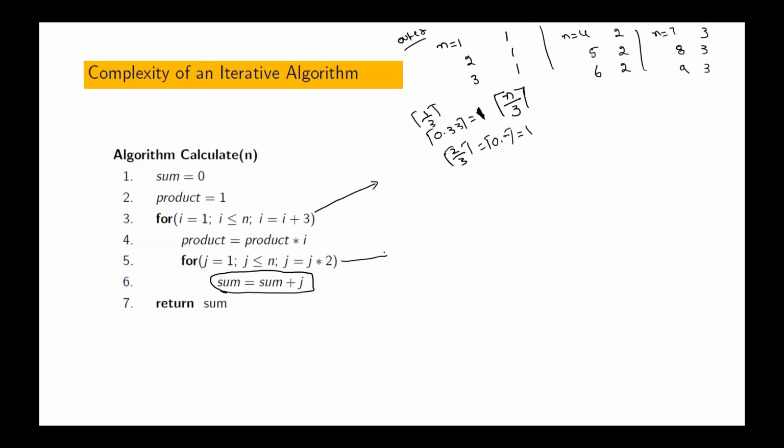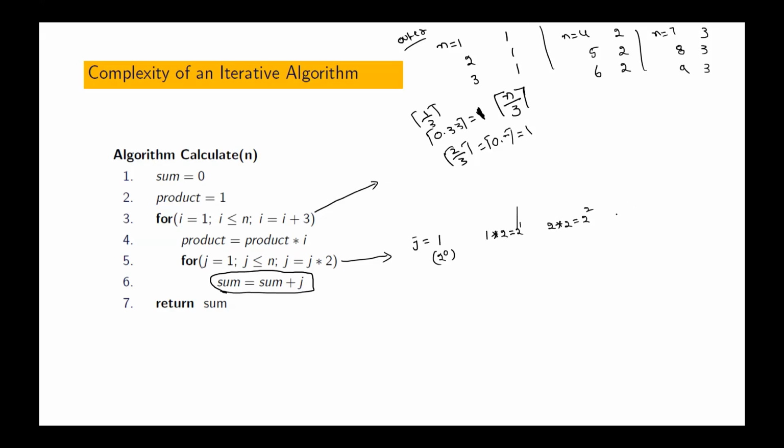Now, how many times is this loop repeated? This is a multiplication operation, j into 2. Log n times. So first j becomes 1. What is the next value of j? J is initially 1. What is the next value of j? 2. 1 into 2, that is 2. What is the next value of j? 4. 2 into 2, that we can write as 2 square. This 1 we can write as 2 power 0.